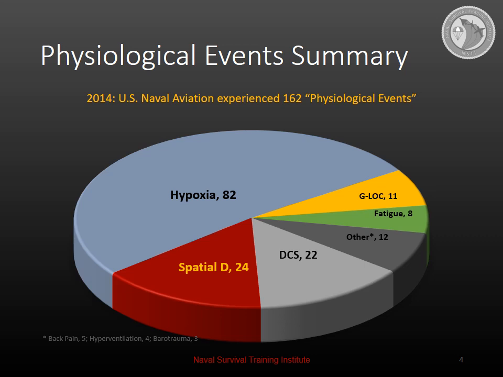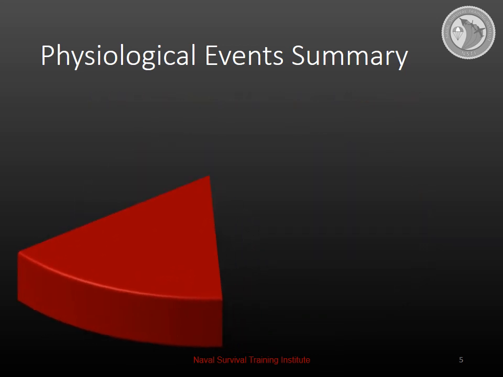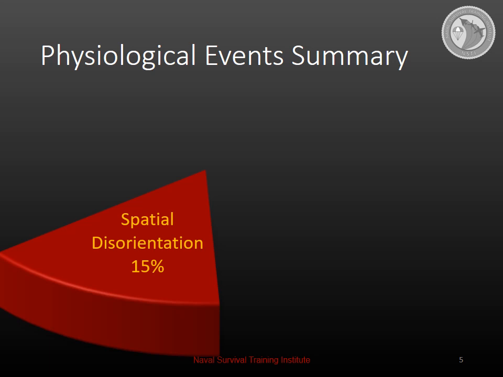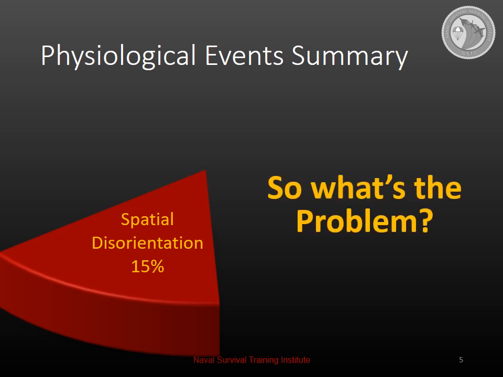You can see some other causes there as well: G-lock, fatigue, decompression sickness, but really I want you to pay attention to that red wedge. Spatial disorientation accounted for 24 of those 162 physiological events. Now that wedge only represents 15% of those physiological events. That's 15% of the problems that the Navy had with physiological episodes were due to spatial disorientation. Well, 15% isn't that much. So what's the problem?